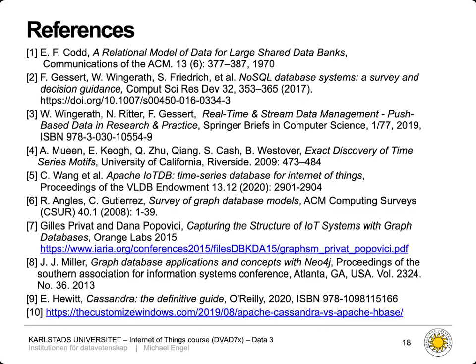So finally, here's a set of references as always. We start with a reference on relational models of databases. This paper from 1970 by Codd was the basis of all these SQL databases we've seen. And then there's an overview of NoSQL databases, surveys and decision guidance, and different papers about different approaches to the types of databases we've discussed so far.